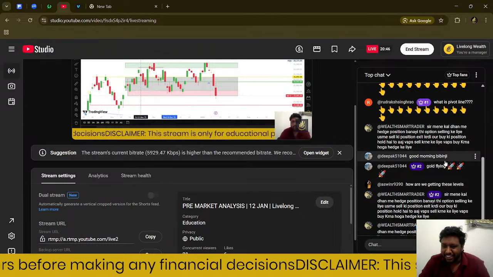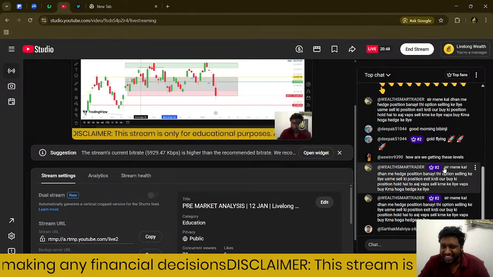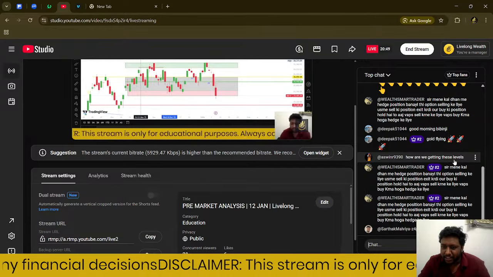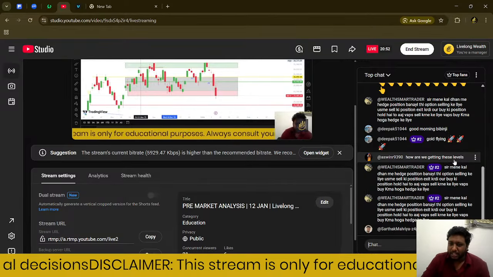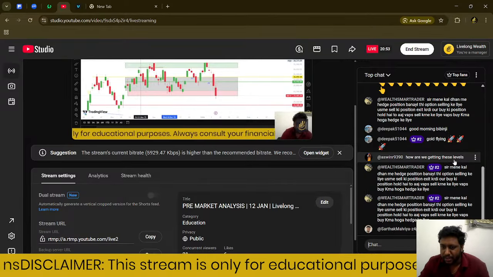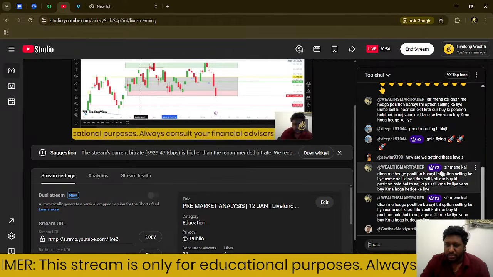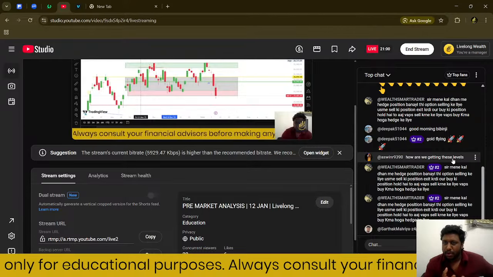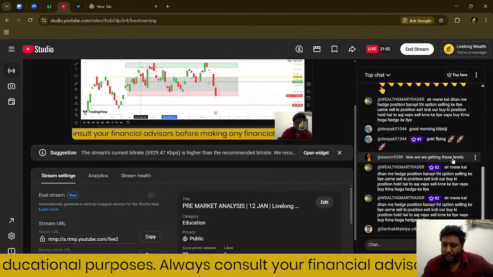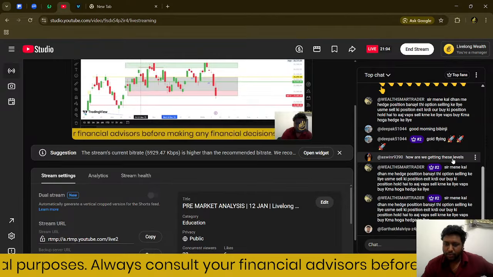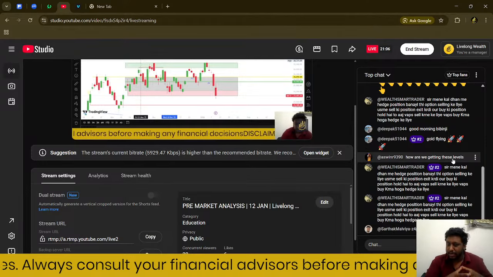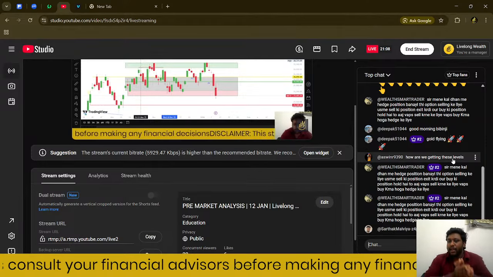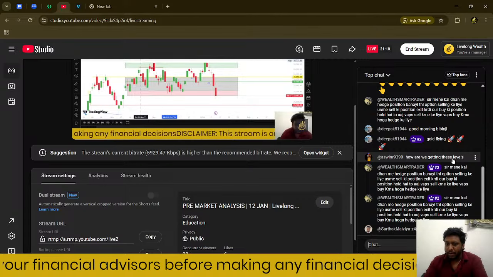Gold, let's see, gold is flying. How are we getting these levels, the classic pivot line method, Ashwin ji? It is the classic pivot line method. One day we will explain that. All this data is taken with respect to the previous day. So with respect to the previous trading day's value, we are calculating today's expected movement.